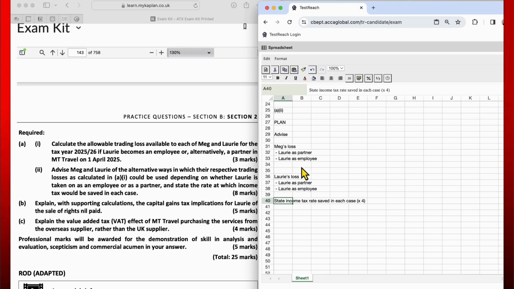So can you see how your 8 marks can be broken down, and it becomes a little bit more achievable because really you're thinking, okay, for Meg's loss, I'm trying to come up with 4 things, one of which is going to be stating the income tax rate saved in each case. So that's 1 for Laurie as an employee, 1 for Laurie as a partner. So I hope you can see that this approach of really breaking down that requirement can start helping you to pick out bits that are achievable for you.